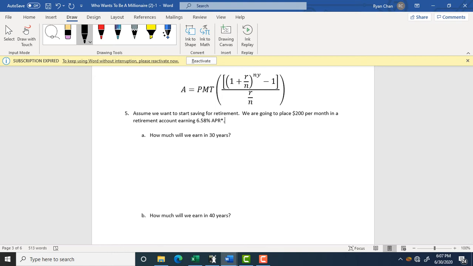Okay, so let's just kind of plug everything in. So let's see, I have R is equal to 0.0658. I have Y is equal to 30, because that's 30 years. My PMT is going to be 200, right, because I'm plugging in $200 per month. And oh, it's a monthly compound, because we're doing monthly payments. So in this case, my N will be 12. Okay. So when I do this, I have to be really careful. You just want to show as much work as possible, right? So I have the A is equal to PMT over all this stuff.